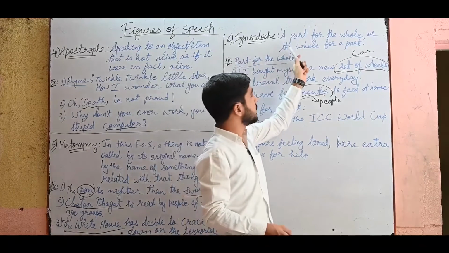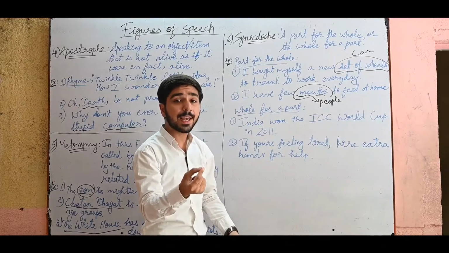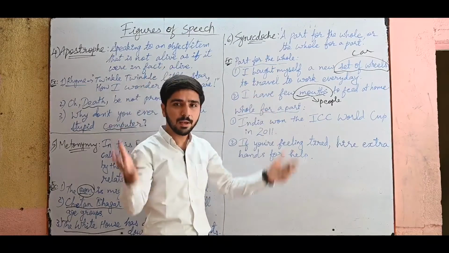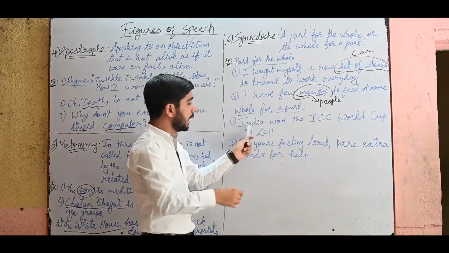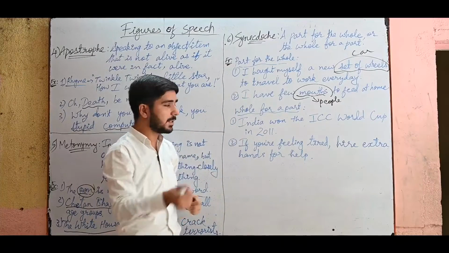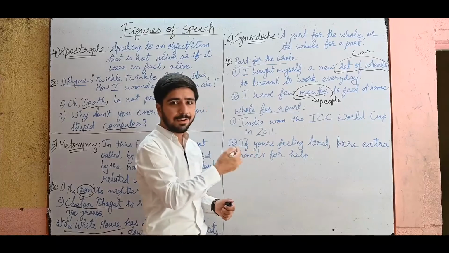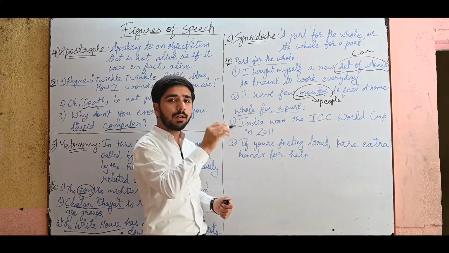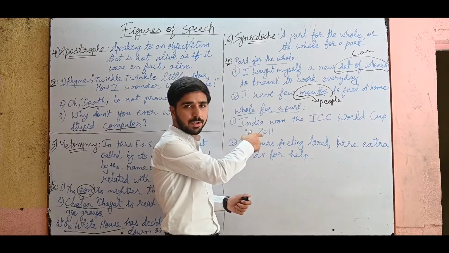Now what is the next thing? The whole for the part means I want to describe a small thing, but I am representing that small thing using a big whole thing. See, whole for part. India won the ICC World Cup in 2011. We all know this, right? This is a factual sentence. Now, India won the World Cup in 2011. That is common in the headlines we read in the newspaper during this time when it was there.